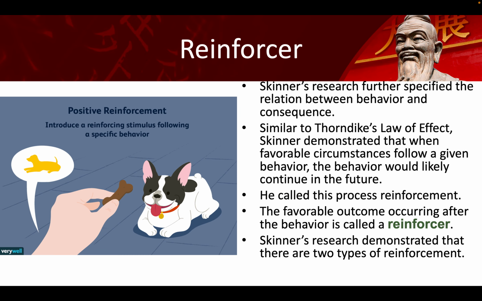Skinner's research further specified the relation between behavior and consequence. Similar to Thorndike's law of effect, Skinner demonstrated that when favorable circumstances follow a given behavior, the behavior would likely continue in the future. He called the process reinforcement. The favorable outcome occurring after the behavior is called a reinforcer. Skinner's research demonstrated that there are two types of reinforcement.